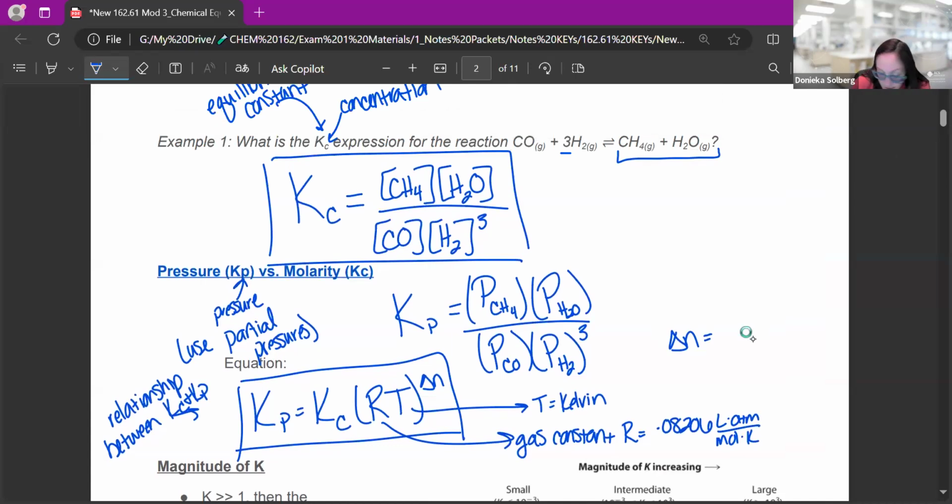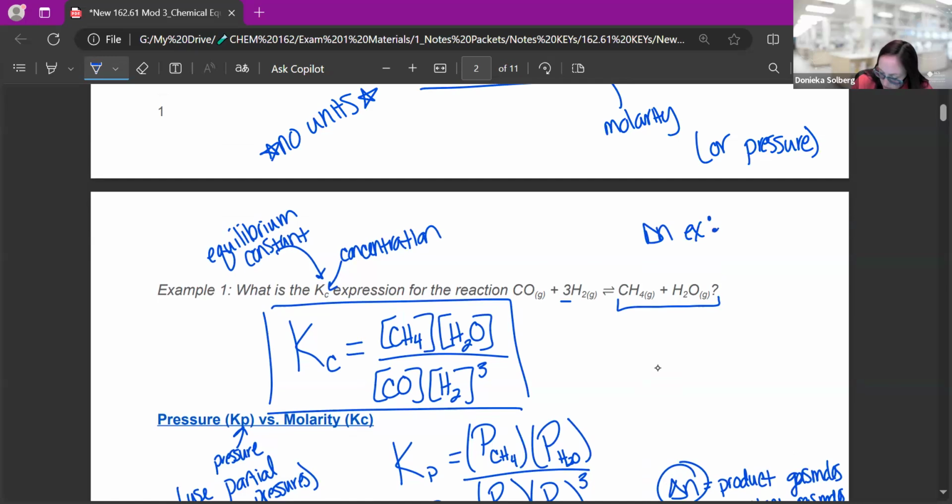Okay, so delta n is the product gas moles minus the reactant gas moles. So I'm going to do it for this reaction up here. If I wanted to calculate delta n, it's the number of gas moles in the products. Well, there's 1 mole of gas here, there's 1 mole of gas here. On the reactant side, there's 1 mole of gas here, and there's 3 moles of gas here. So that's 4. So if we needed to calculate delta n for this reaction, this is 1 and 1, so products is 2, minus 4 is -2. So that power would be -2 if we were trying to do that calculation. Again, the 2 came from my products and the 4 came from my moles of reactants. And it is only based on gases specifically.